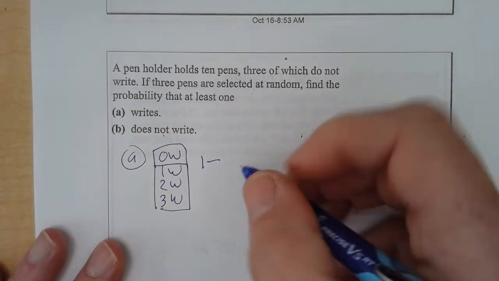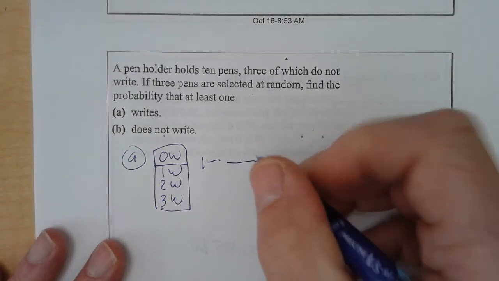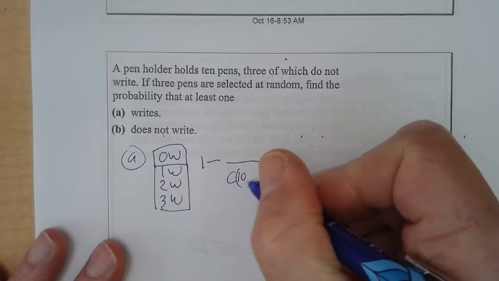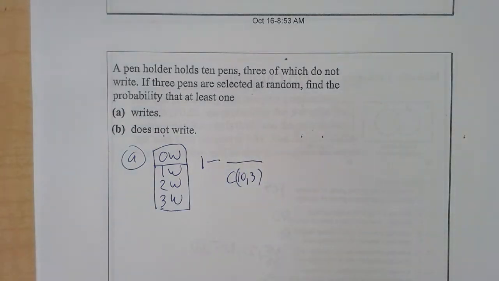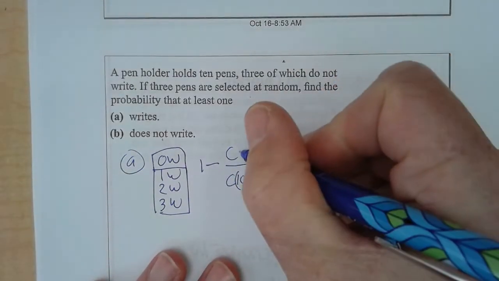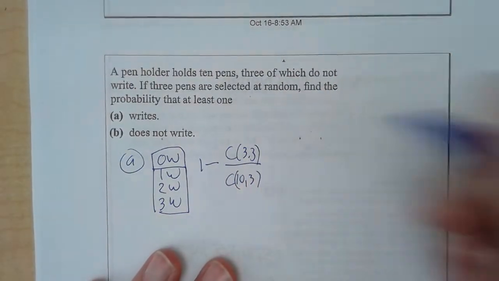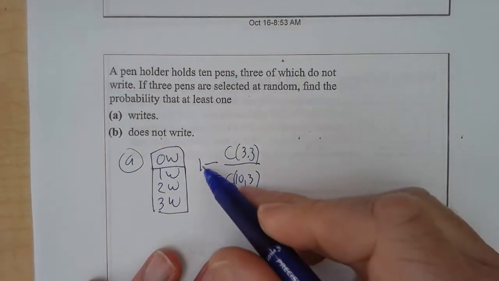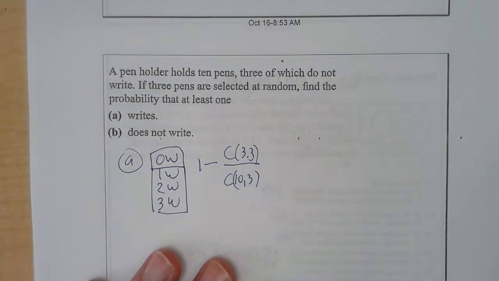So for no writing, there are 10 pens, so it would be C(10,3). It's a combination because you're selecting 3 pens out. And then all 3 not writing would be C(3,3), which is just 1. So it'd be 1 minus 1 over that answer right there.